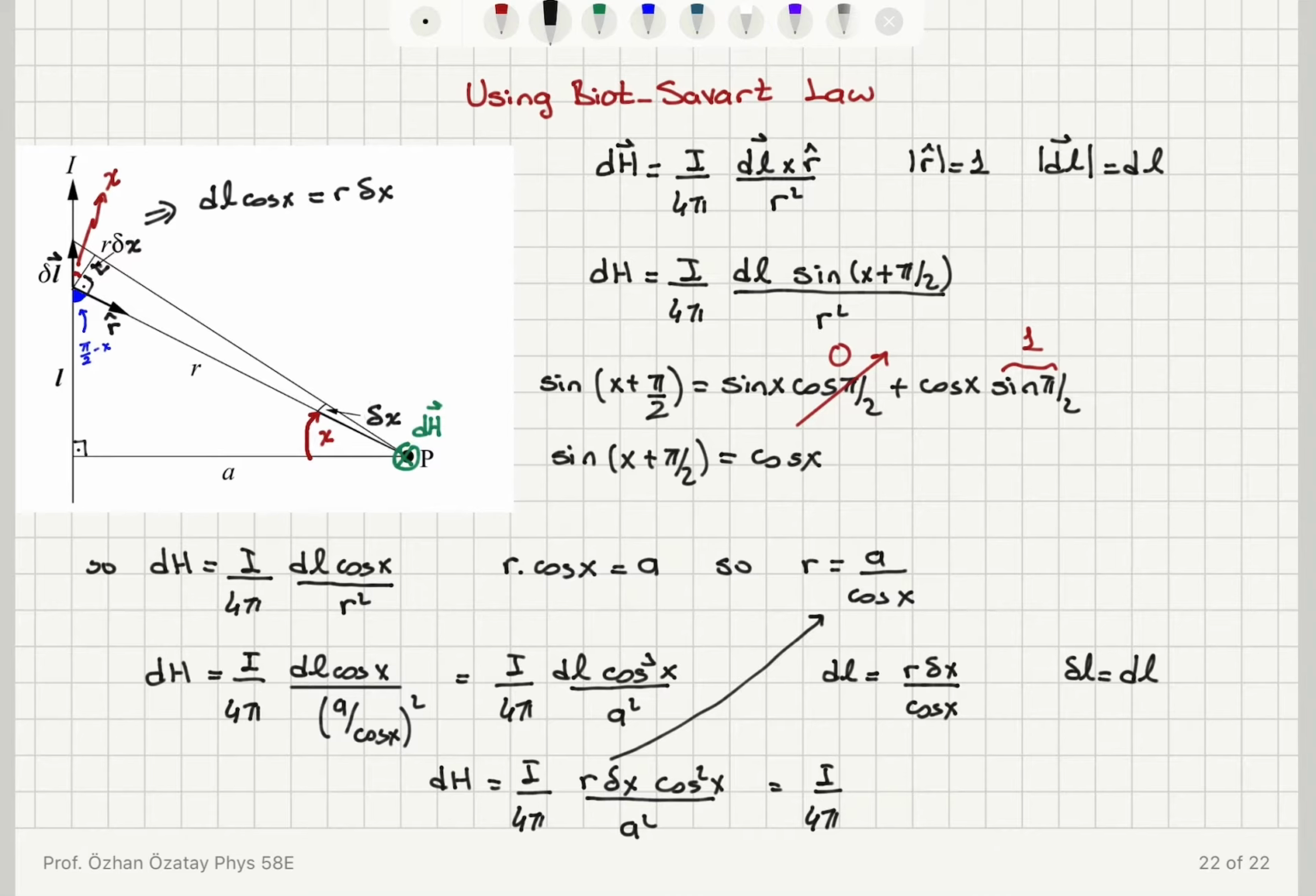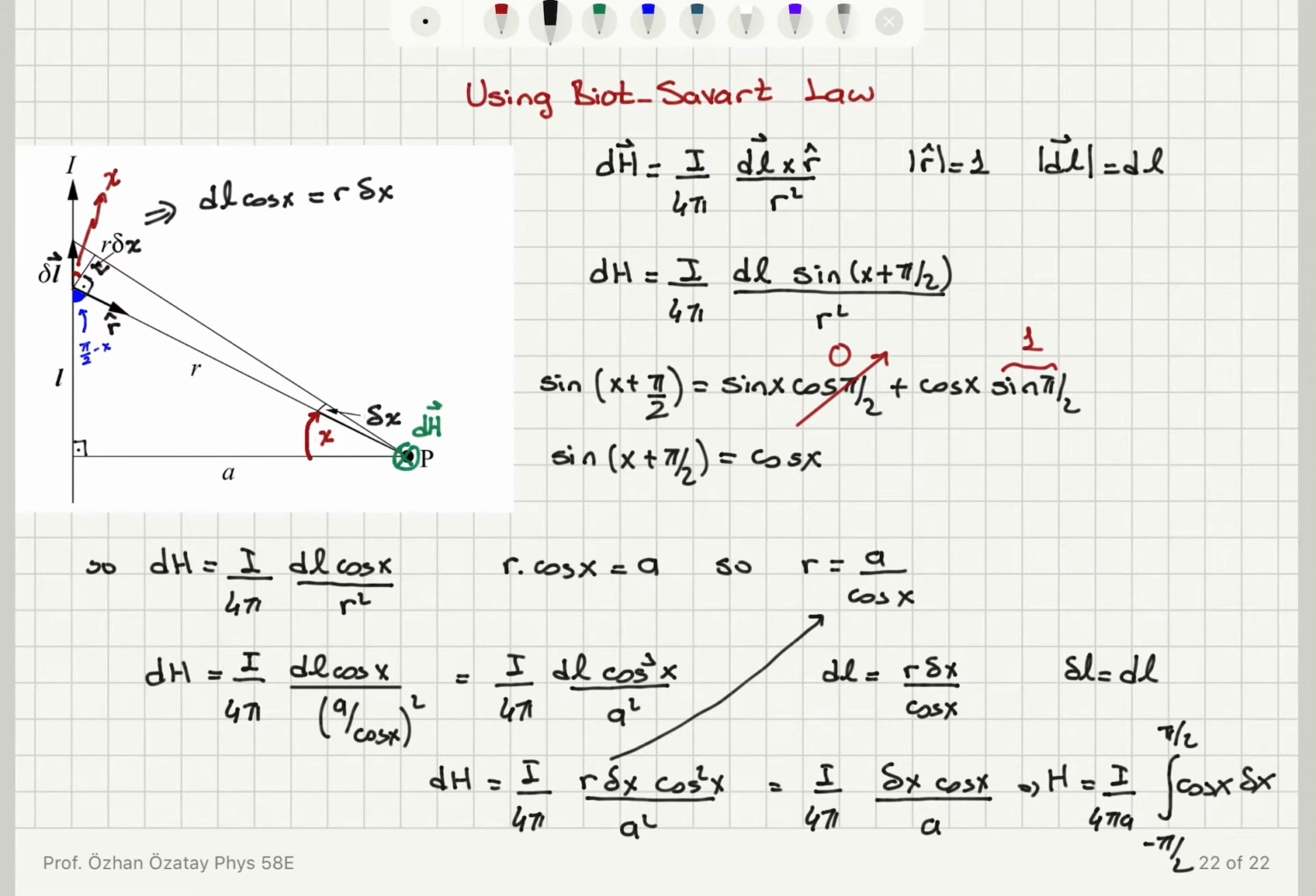If I substitute a over cosine x here, I will be left with delta x cosine x in the numerator, and this will become a, and not a squared, because one of the a's will cancel. Now basically everything is written in terms of x. So the total magnetic field H will be this integral: I over 4 pi a, integral over x, where x goes from minus pi over 2, assuming an infinitely long wire, cosine x delta x.